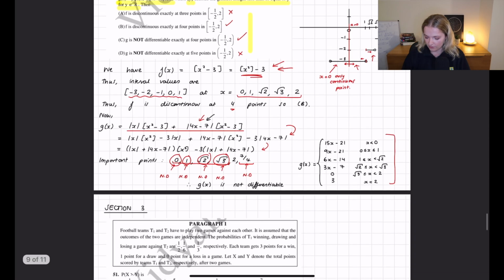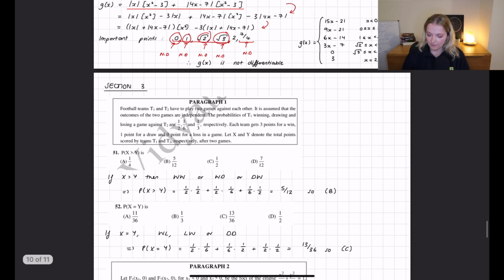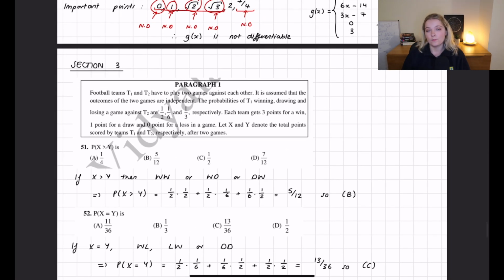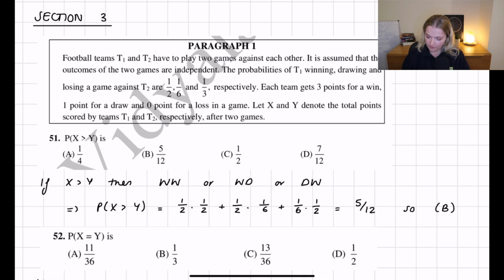And we now move on to section 3, which are basically you have to answer questions based on a paragraph. And it tells us that football teams T1 and T2 have to play 2 games against each other. It's assumed that the outcomes of the 2 games are independent. That's important. The probabilities of T1 winning, drawing and losing a game against T2 are these values here, respectively. Each team gets 3 points for a win, 1 point for a draw, and 0 points for a loss. Let X and Y denote the total points scored by teams, respectively, after 2 games.